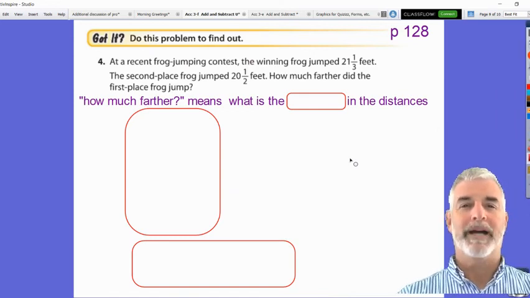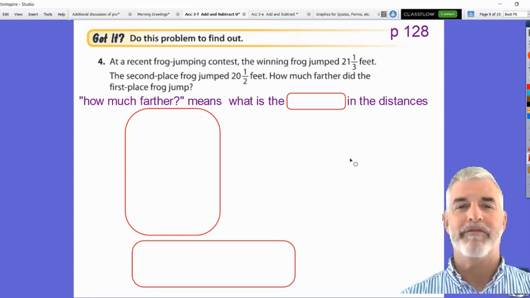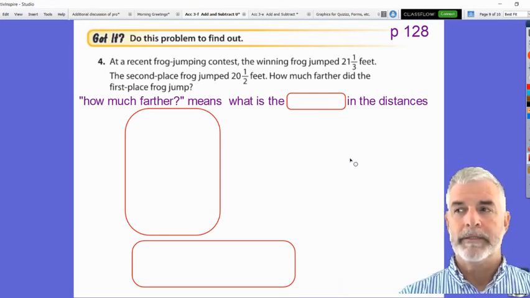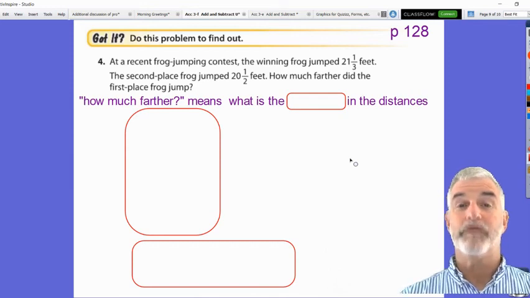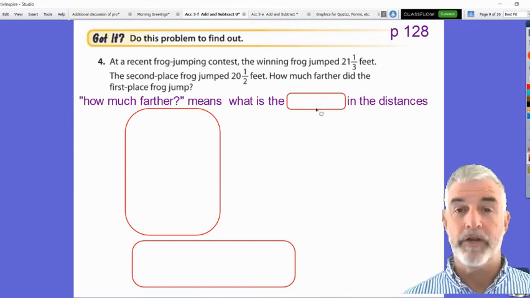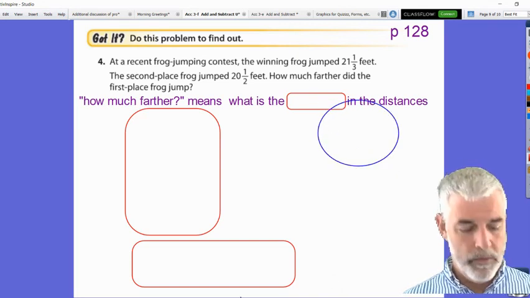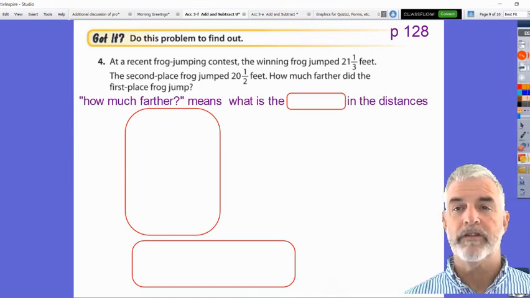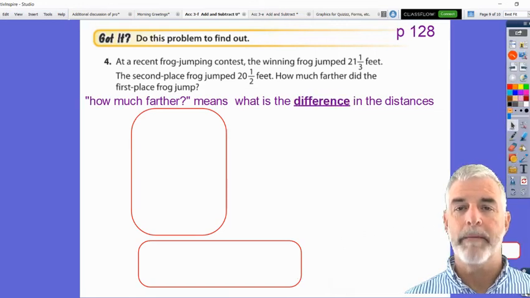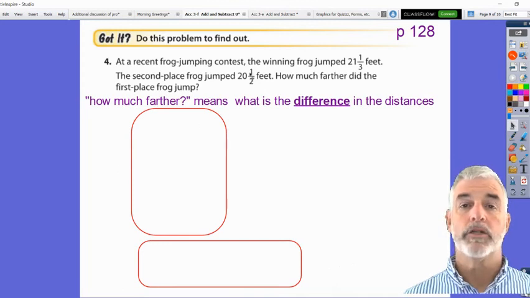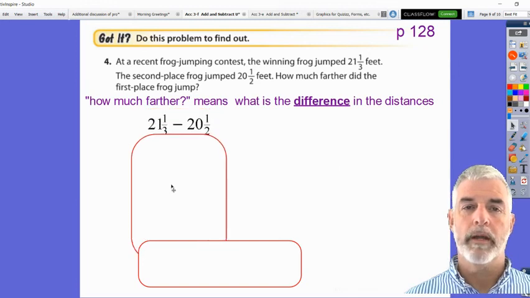All right, so I think this is our last problem here. A frog jumping contest. The winning frog jumped 21 1/3 feet. The second place frog only jumped 20 1/2. So how much farther did the first place frog jump? So how much farther means what is the difference? What is the difference in the distances means I'm going to subtract them. So it's 21 1/3, the larger one, minus 20 1/2, the shorter one.